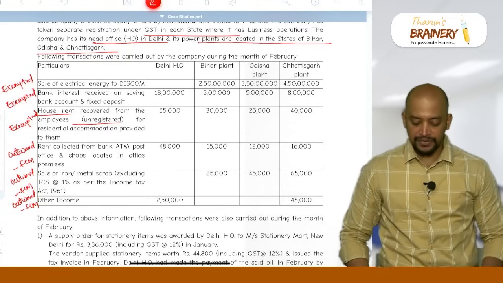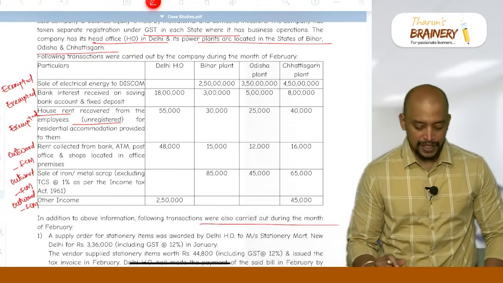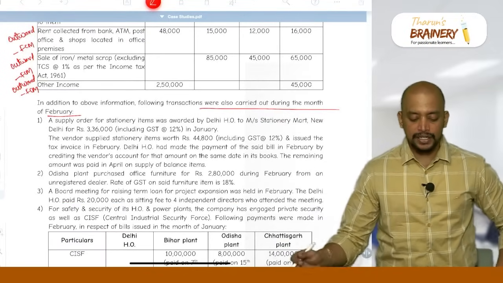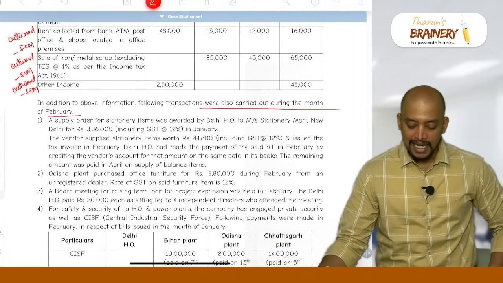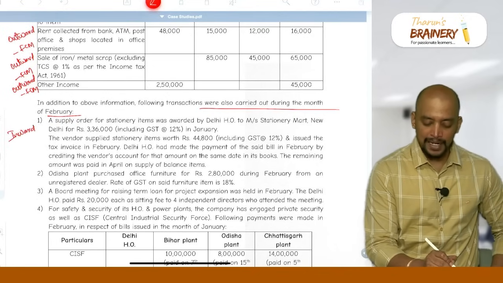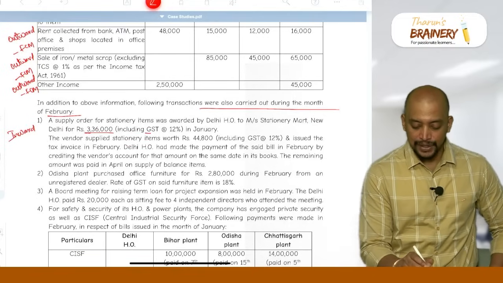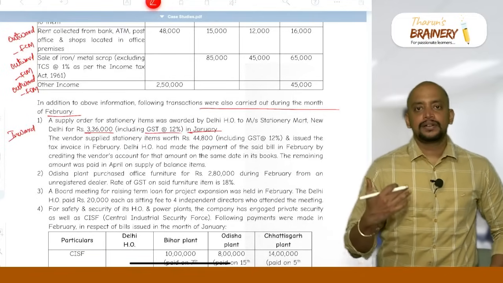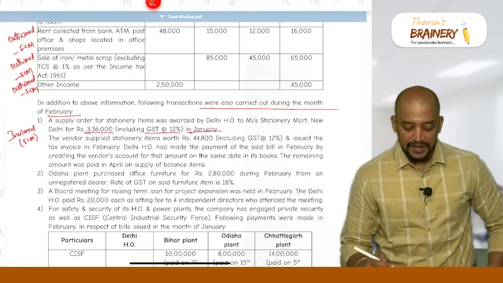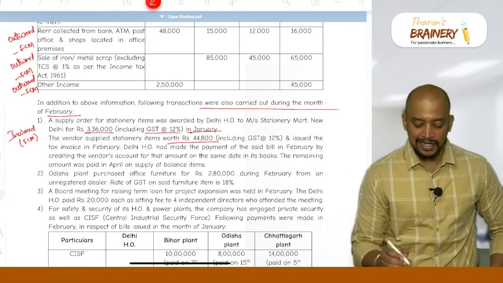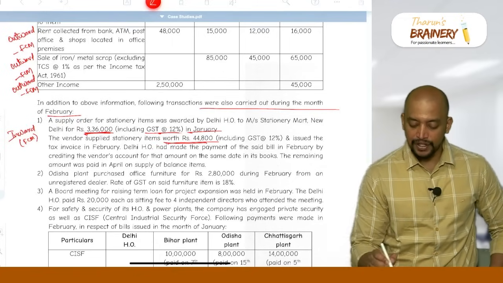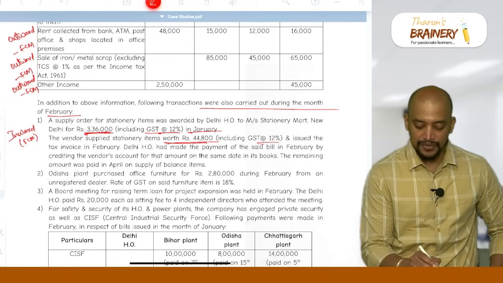Now in addition to the above information, the following transactions were also carried out during the month of February. A supply order for stationery items was awarded by Delhi head office to Measure Stationery Mart, New Delhi, for 3,30,000 including GST 12%, in January. So this is an inward supply, covered under FCM. The contract is for 3,30,000 including GST at 12%. The vendor supplied stationery items worth 44,800 including GST 12% and issued the tax invoice in February.